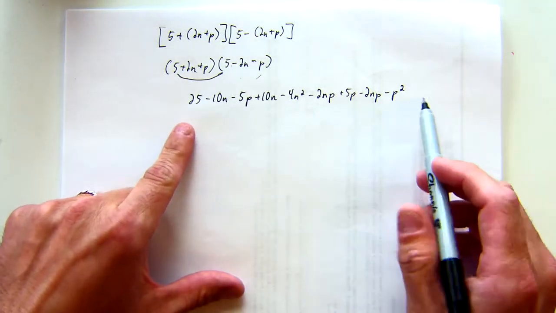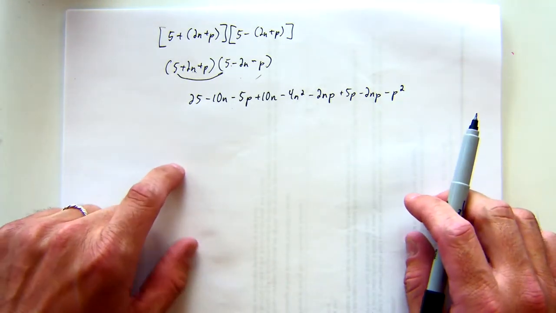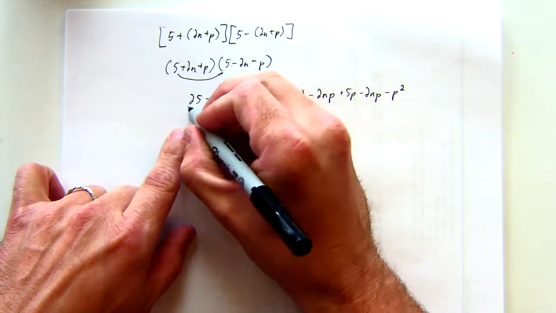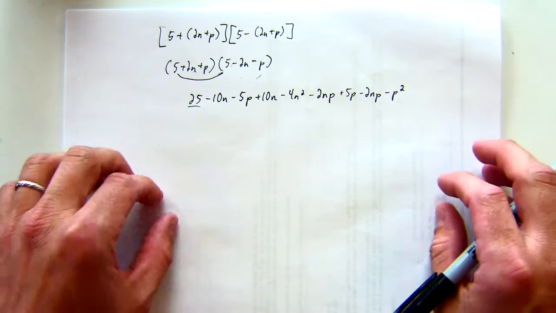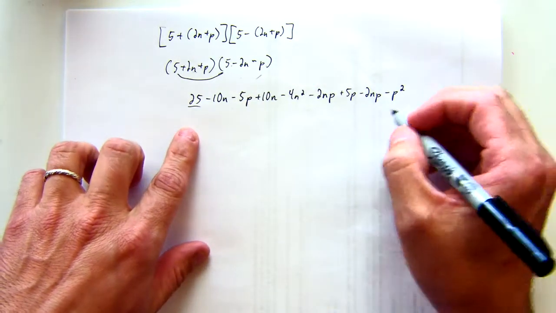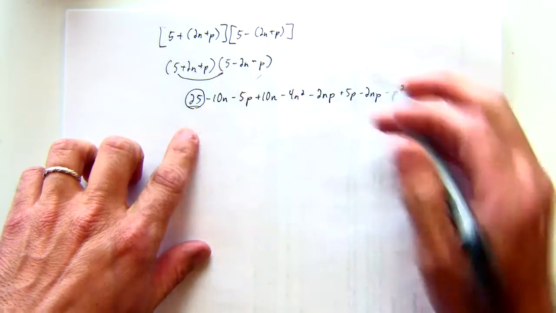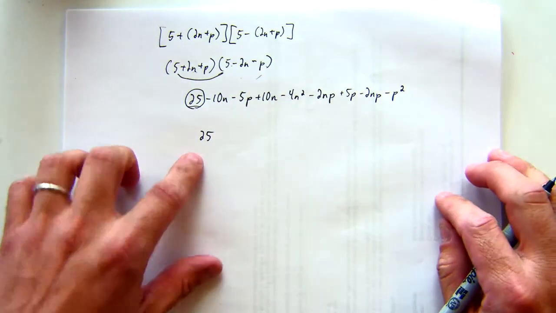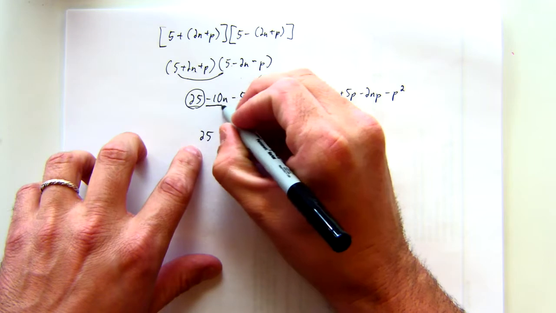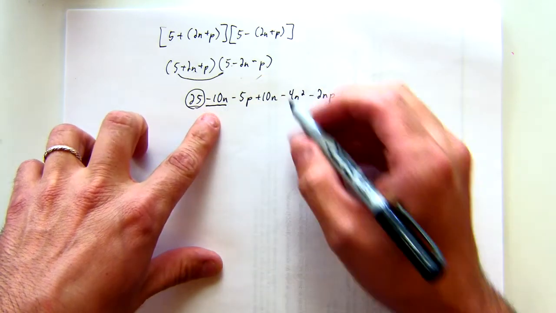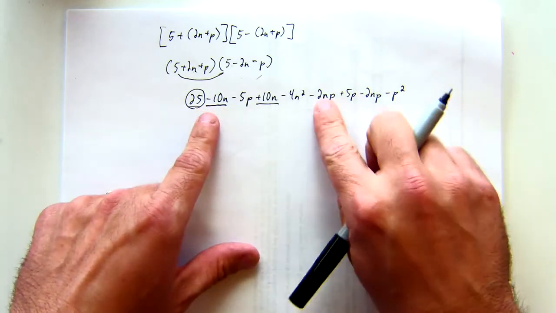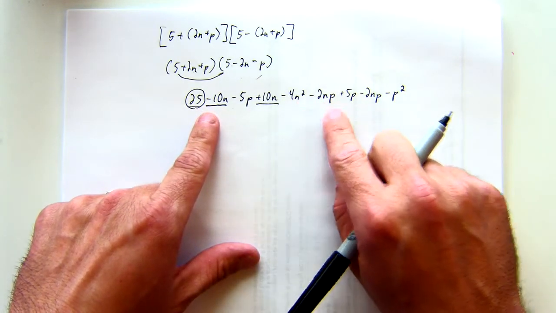So now we just go through and look for like terms. Any questions so far? So I underlined my like terms. I saw some of you do things like, let's circle all the constants. So there's all the constants. So we only have one, 25. Let's underline all my n's. Okay, my negative 10n, a plus 10n, and none of the other ones are just n. The other ones are either n squared or np.